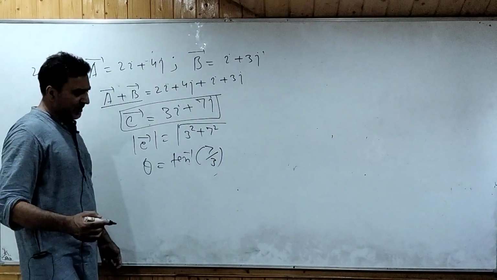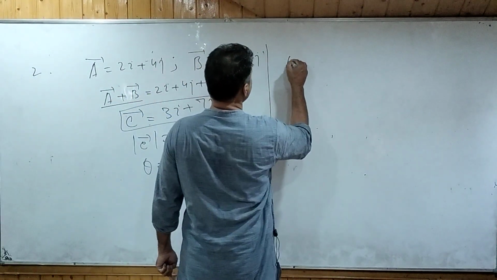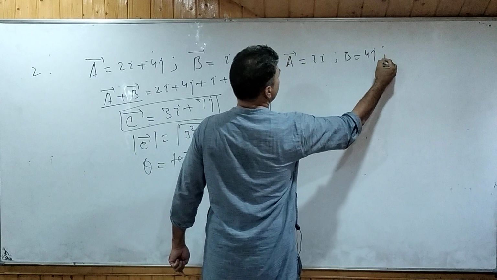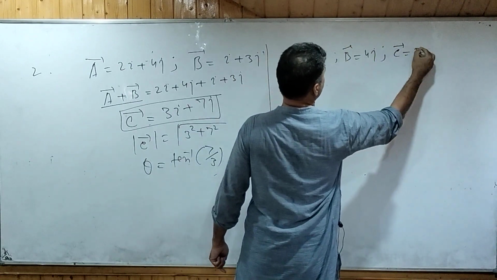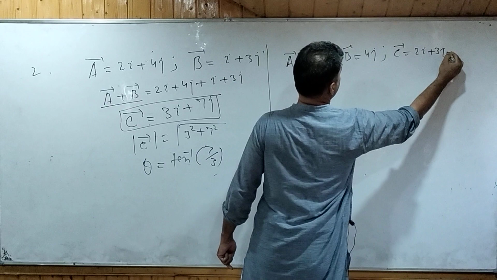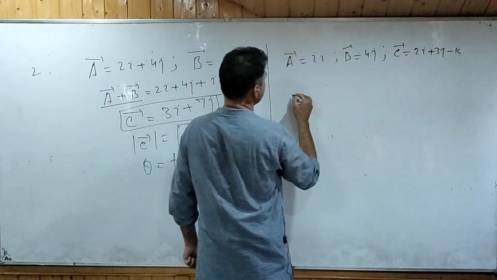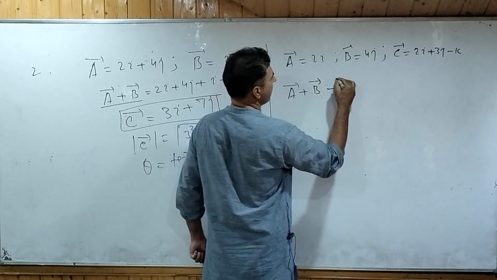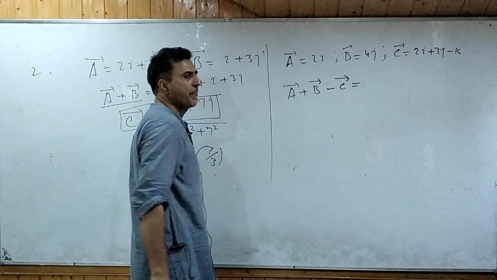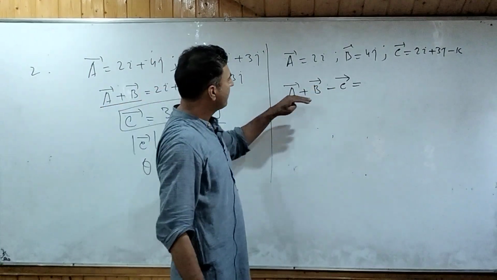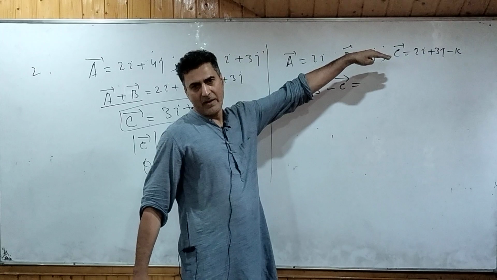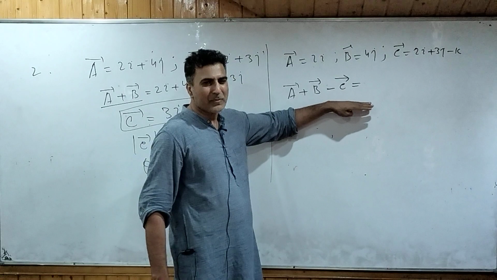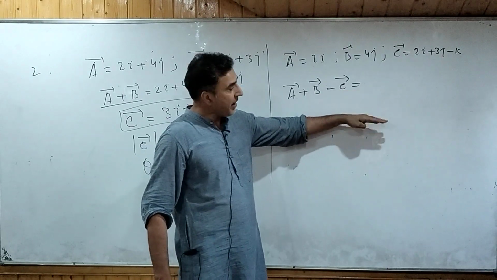Now, how to add three vectors? Same technique. Suppose A is 2I, the vector B is 4J, vector C is 2I plus 3J minus K. And my question is, what is A plus B? Okay. Let me make it minus C. How to find this? Very simple. Substitute for A, B and C from the given equations, go through some mathematical steps and finally get the answer.